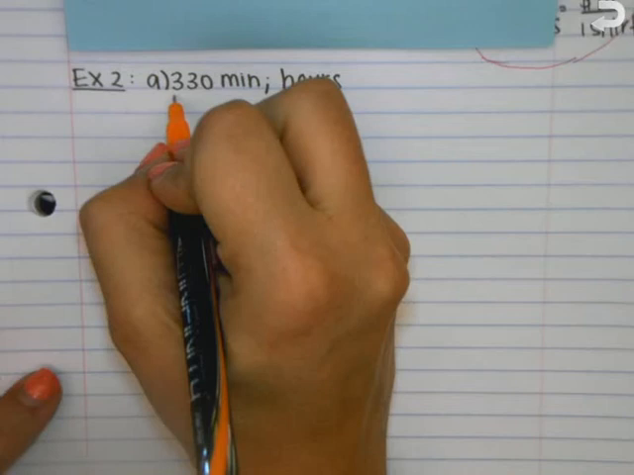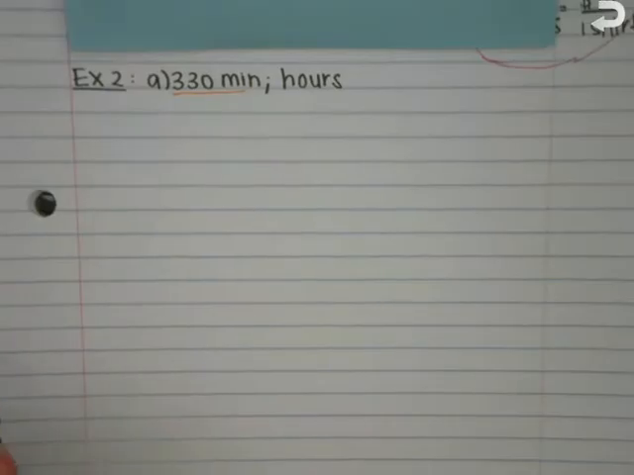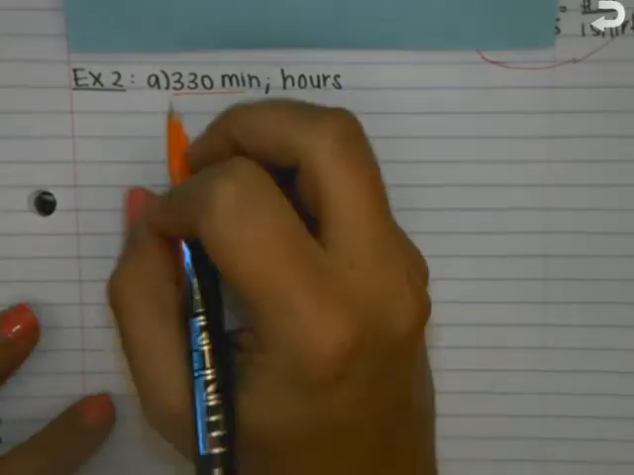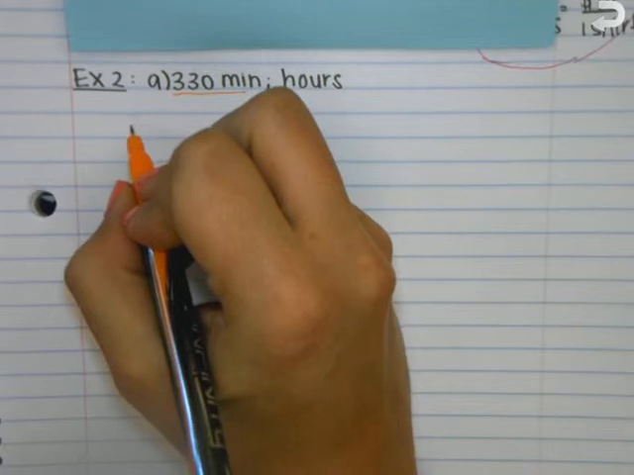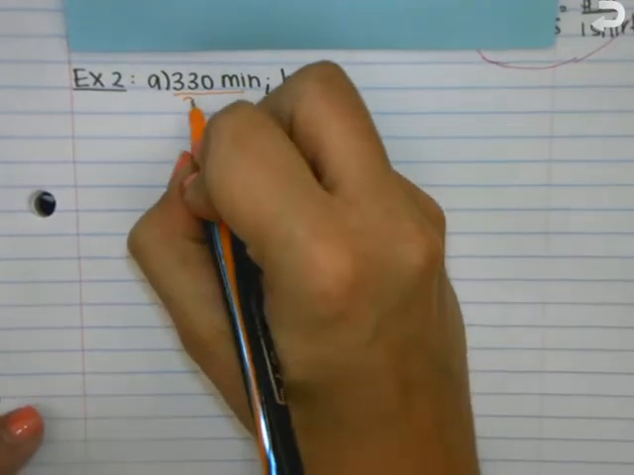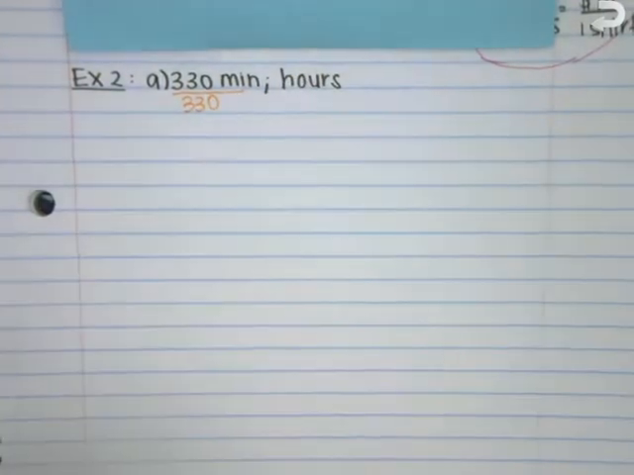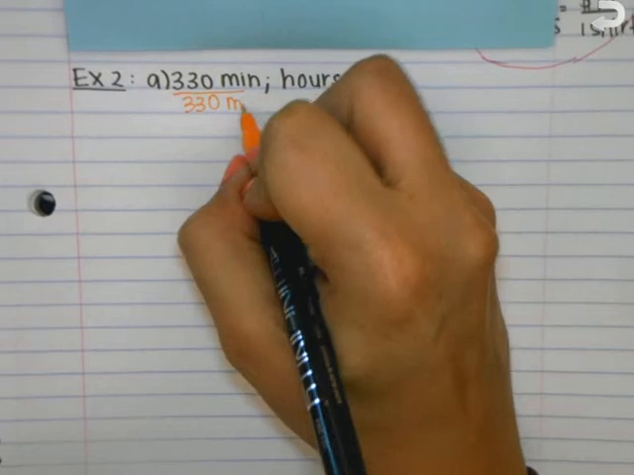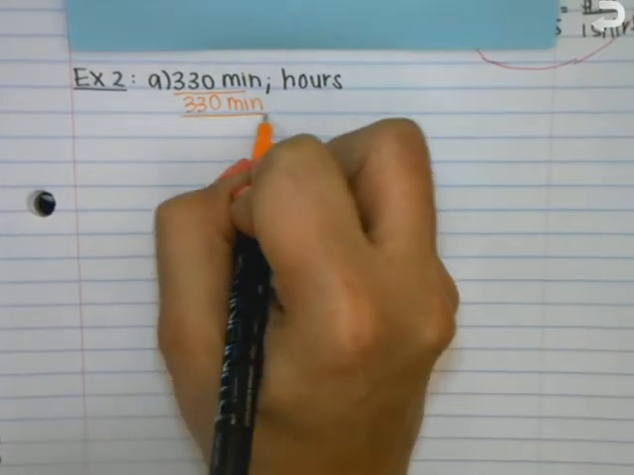Okay, so example 2, I want you to take 330 minutes, and we are going to convert it into hours. Here's how I want you to set it up. 330 minutes is what we're converting, right? So we are going to set this up as a ratio. 330, but it's not a rate, so we're just going to leave it as minutes, and then let's put it as a fraction over 1.